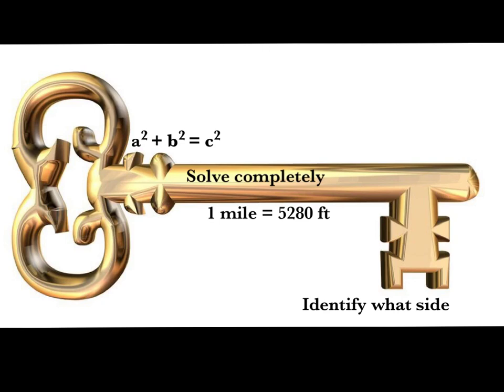So a couple keys to this, pretty simple. It is pretty straightforward. First thing is identify what side you're going to be solving for. Second, make sure that you start off with this formula when you start your problems. You're going to use a conversion at times depending on what you're being asked to use. In our case, we're going to use miles to feet. But the bottom line is you want to make sure you're solving it completely, which means you get your X or your C or your A or your B completely by itself.